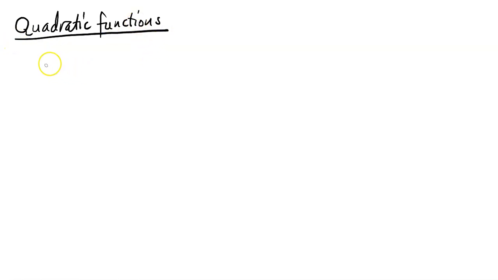Then we have the next example of functions, quadratic functions. But also called second degree polynomials. When that is a function, you can write in this way.